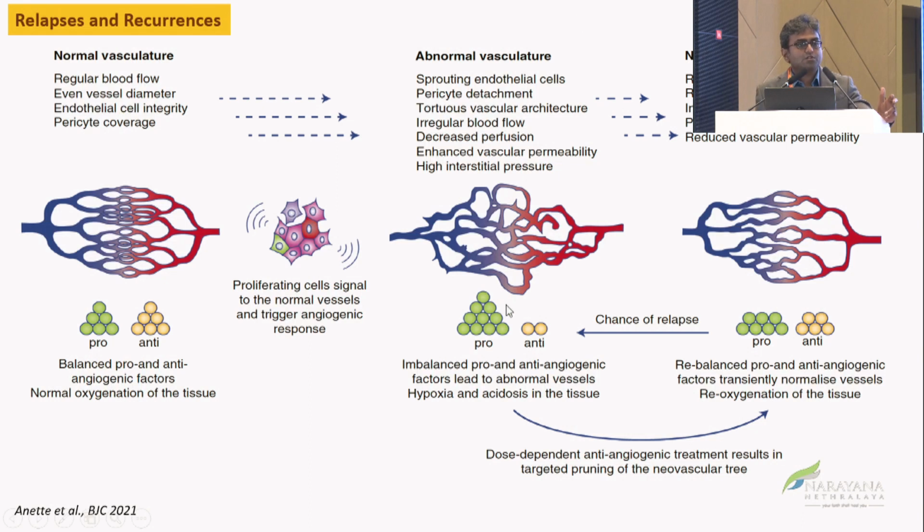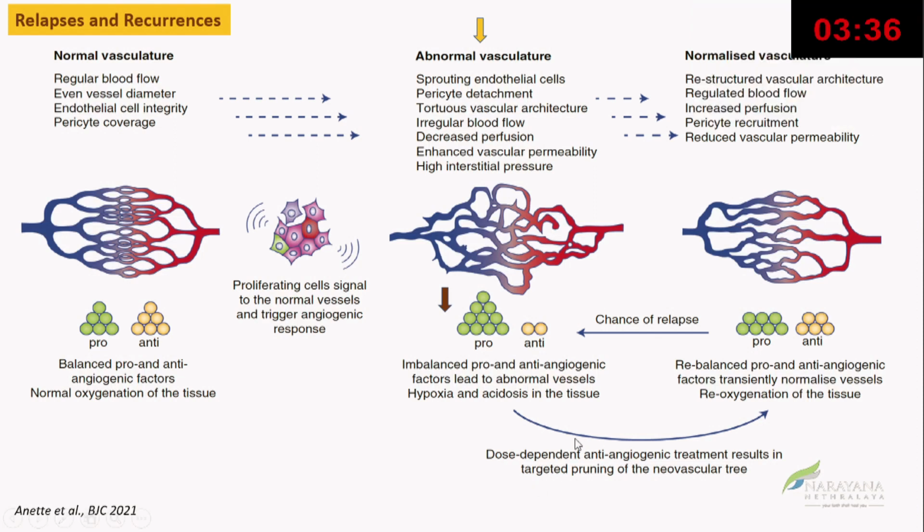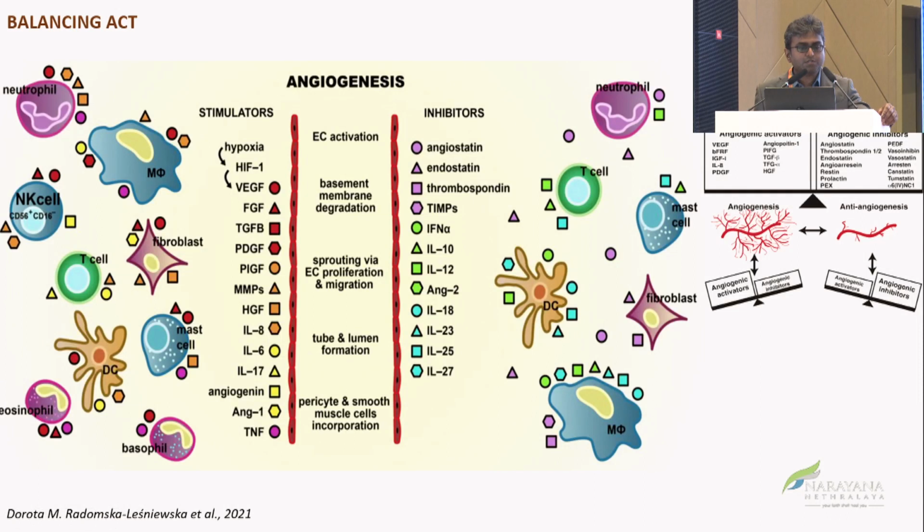So angiogenesis usually happens when the pro-angiogenic factors are more than the anti-angiogenic ones. That's the reason you get these abnormal blood vessels. And when you treat these with an anti-angiogenic drug, there is always a chance the balance can shift, and it can come back again as abnormal blood vessels. So this is a balancing act. It's a very fine balancing act.